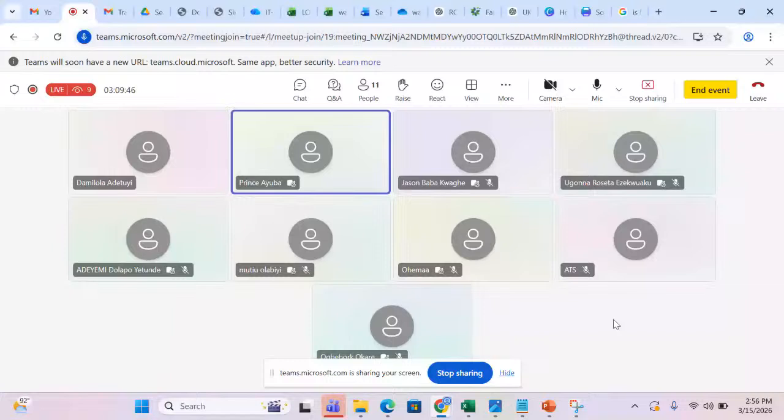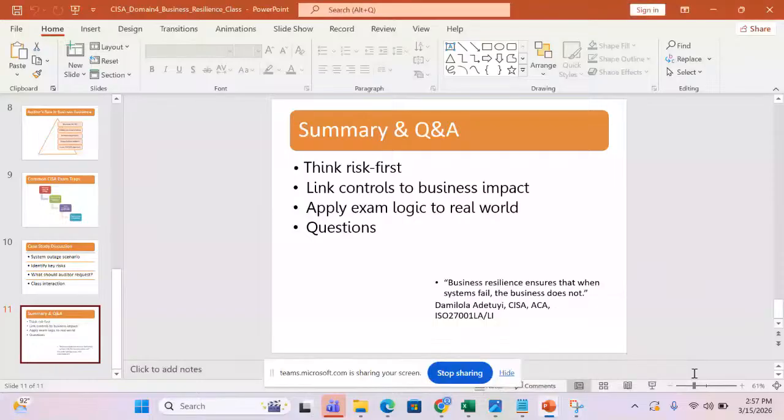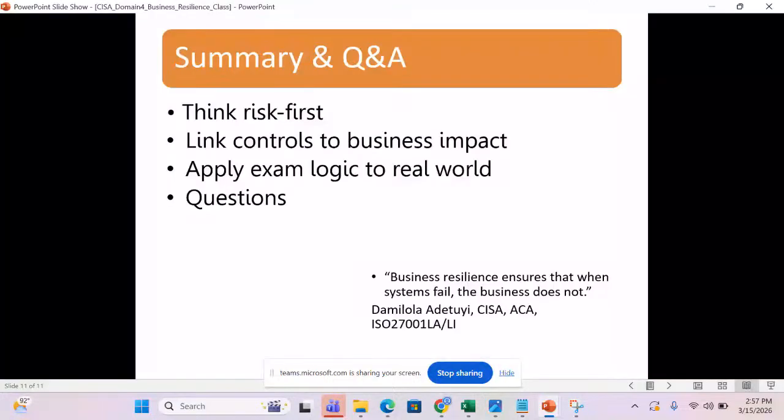At the end of your name, I see after CISA, I see ACA again. Please, what is the meaning of that ACA? Okay, so ACA means Associate Chartered Accountant. So it just means I'm a chartered accountant, from the Institute of Chartered Accountants of Nigeria.